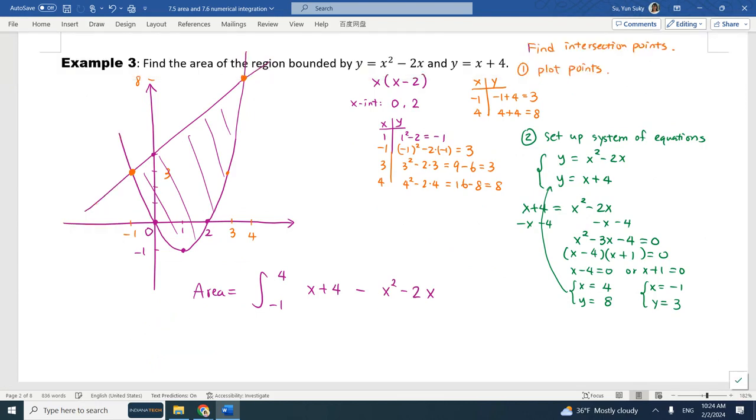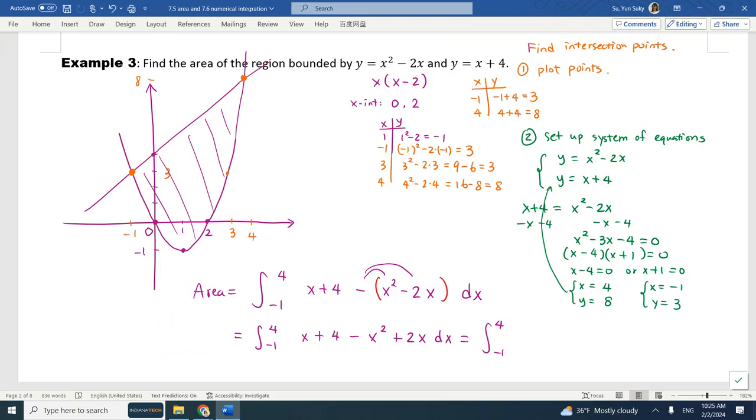And make sure you put parentheses around them. This is so important, because if we forget the parentheses, our answer will be wrong. The upper function minus the lower function. Parentheses. Okay? Let's simplify them first. Okay, so it's x plus 4. Distribute the negative, so it becomes what? Negative x squared, and then plus 2x. Good.